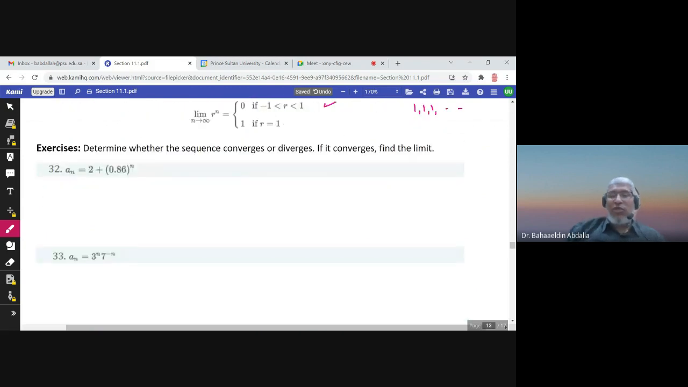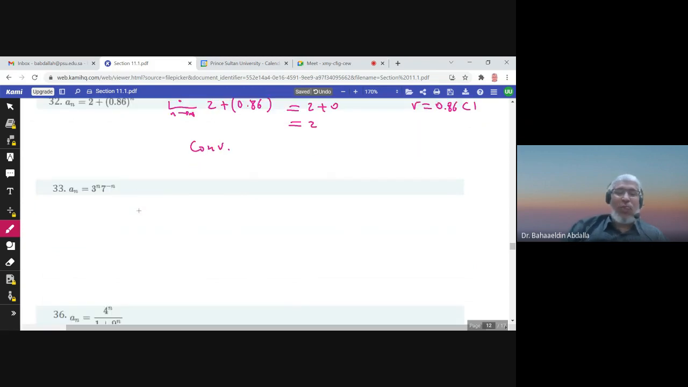Determine whether the sequence converges or diverges. If it converges, find the limit. Well, what is the limit when n goes to infinity of 2 plus 0.86 to the power n? This is r to the power n, and r is 0.86, and 0.86 is less than 1. So the limit of 0.86 to the power n is 0. So the limit is 2 plus 0, or just 2. So this sequence converges to 2.